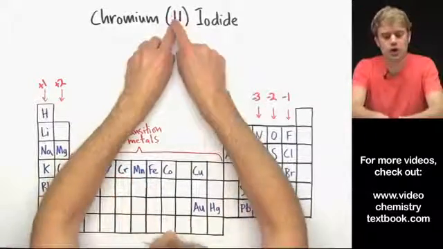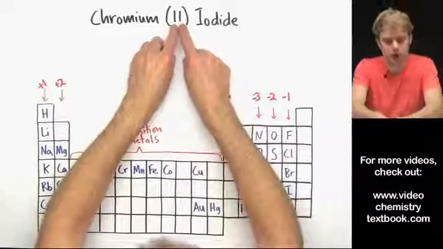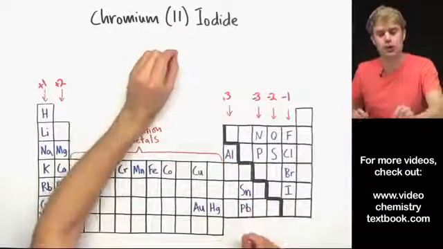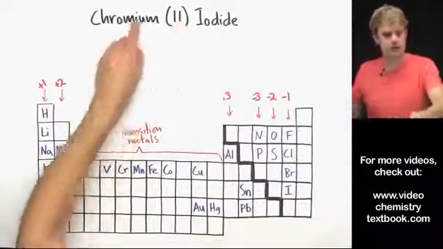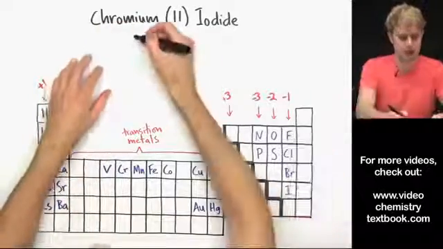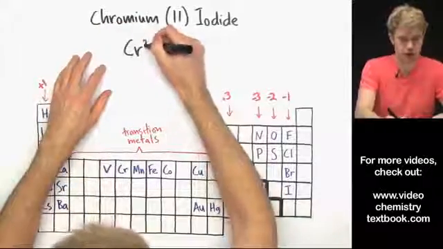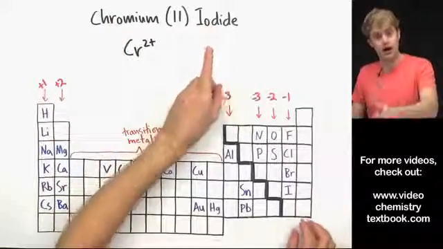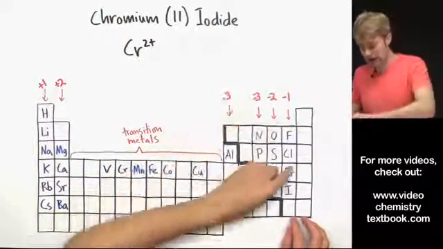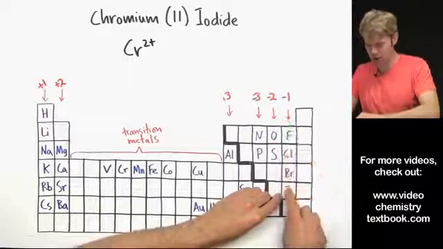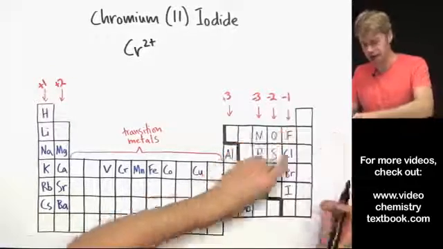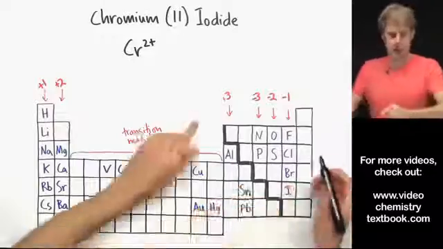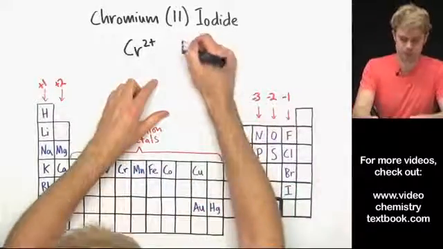So that's where this Roman numeral comes in. This Roman numeral here is the number 2, and it tells us that in this compound, chromium has a charge of +2. So that's chromium. Now we have iodide, which is what we call iodine when it has a charge, and iodine is in this column right here, which means that in an ionic compound, its charge is always -1.